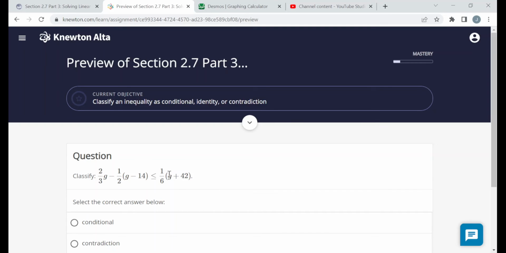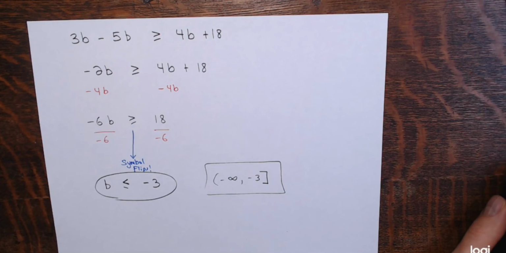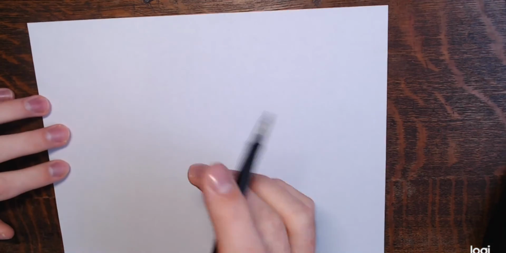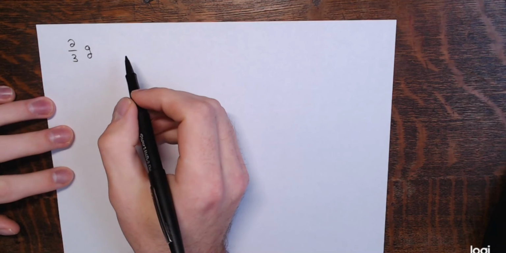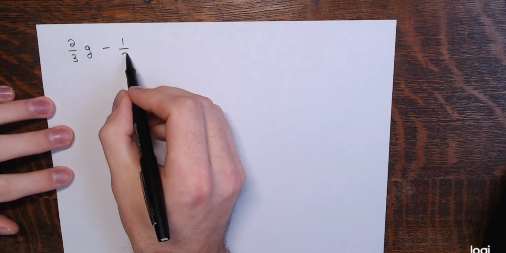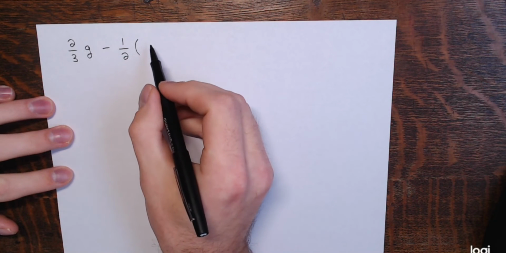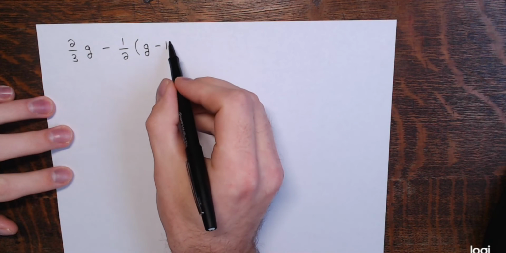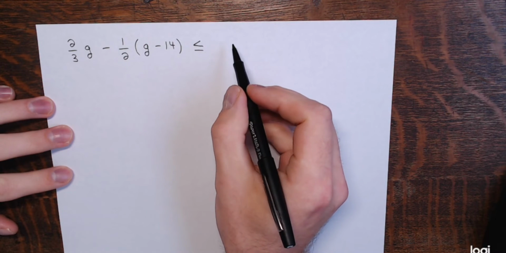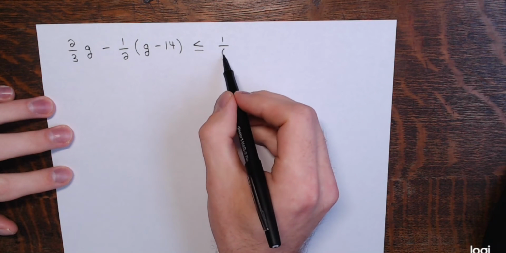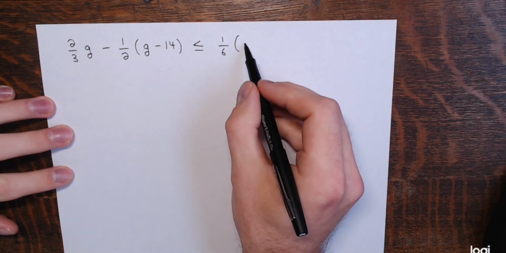All right, so I'll write this out. We'll go through trying to solve it like normal and see what happens. So this inequality here, we have on the left side 2/3 times g minus 1/2 times the quantity g minus 14. And the right side is less than or equal to 1/6 times the quantity g plus 42.